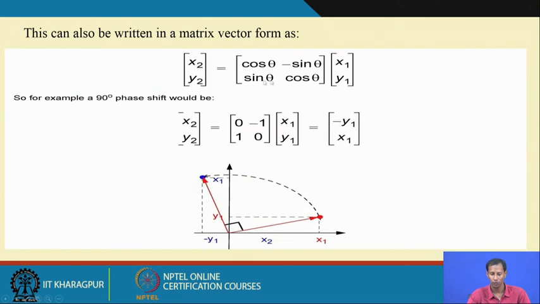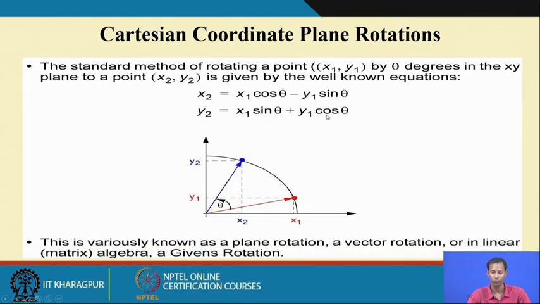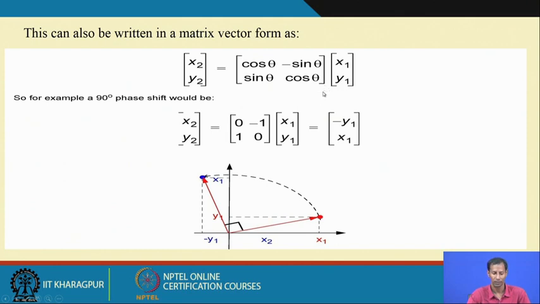So, y2 will be x1 sin theta plus y1 cos theta. So, this is written. Okay. If this rotation is basically 90 degrees, then what will be its value? It will be 0, minus 1. At that time, theta is 90 degrees, so cos theta is 0 and sin theta is 1. So, the matrix is 0, minus 1, 1 and 0. So, x2 and y2 will be minus y1 and x1.